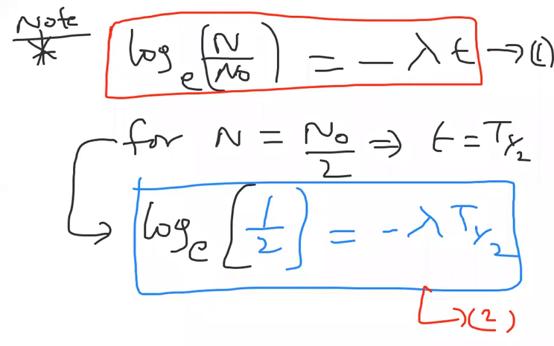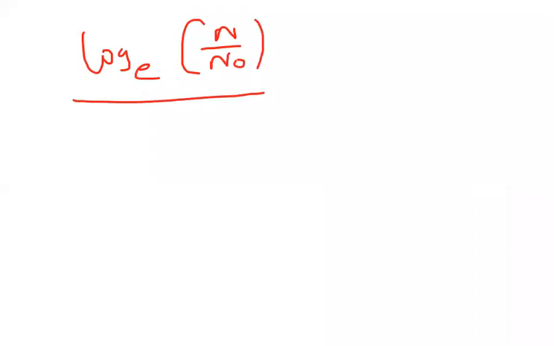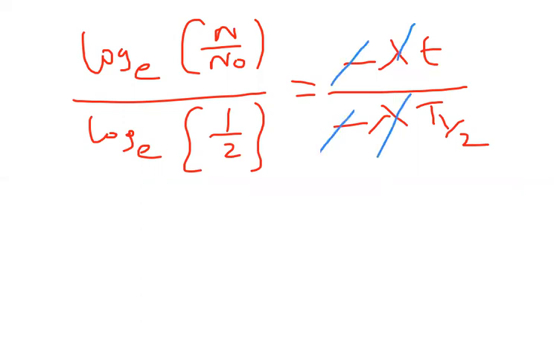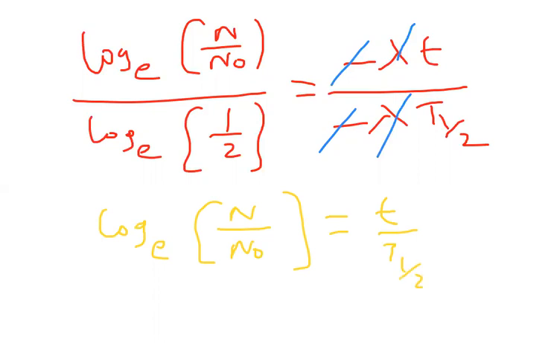Now, our next step is to divide these two equations. That is, log base e of N by N naught by the second equation, log base e of 1 by 2, and here we have minus lambda t in the numerator, minus lambda t half in the denominator. So I can cancel lambda and the minus. What is left here, beta? Observe carefully: log base e of N by N naught is equal to t by t half times log base e of 1 by 2. This is the expression I got.